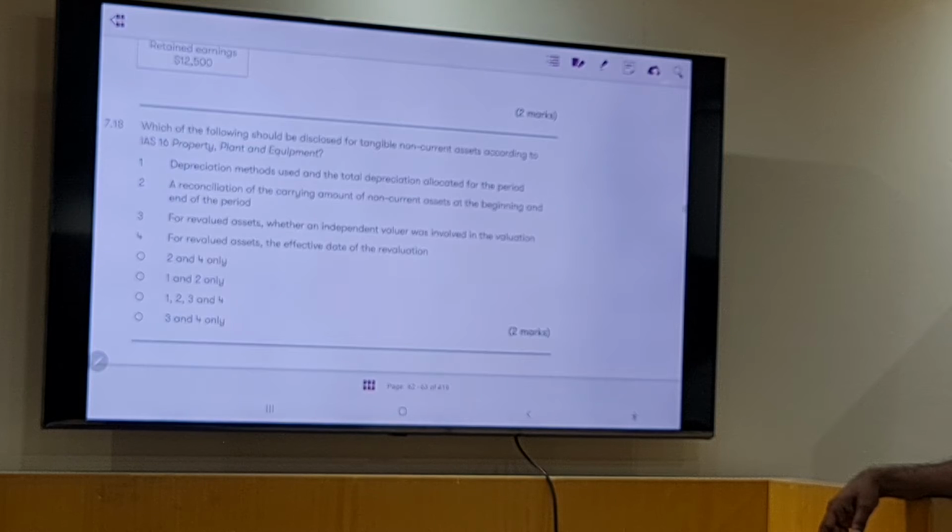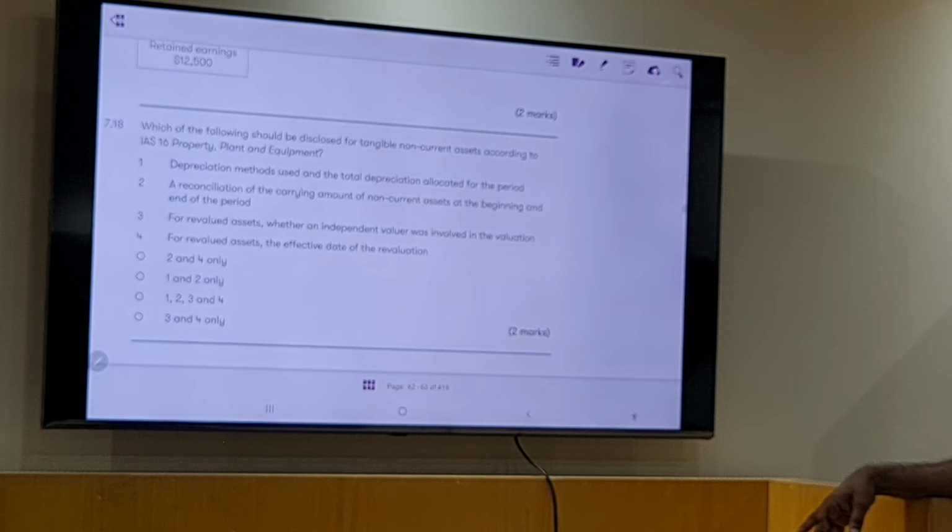Which of the following should be disclosed for tangible non-current assets according to IAS 16 Property, Plant and Equipment? When you prepare the financial statement, you see the PPE note and also some disclosure notes. What are the items that we need to disclose in our financial statement related to assets? First one, depreciation method used and the total depreciation allocated for the period. Definitely, compulsorily, you need to disclose that. So number 1 must be an answer. So the first option and the last option are gone. It should be between second and third.